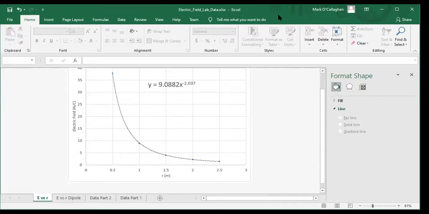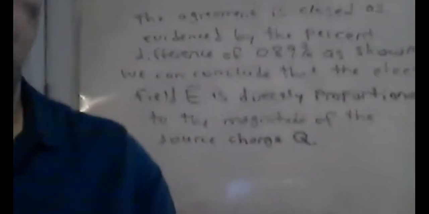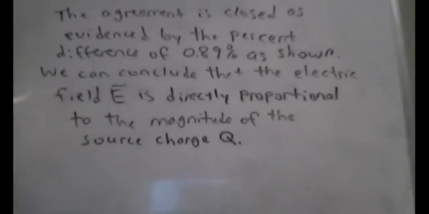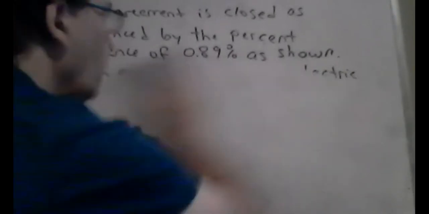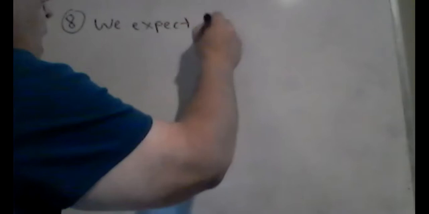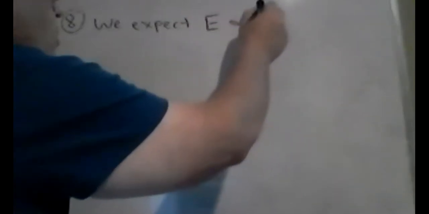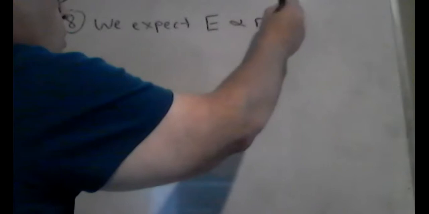Well, according to my data, I would say, I mean, what am I expecting? For number 8, I'm trying to prove that Coulomb is right. So for number 8, we expect E to be proportional to r to the -2.